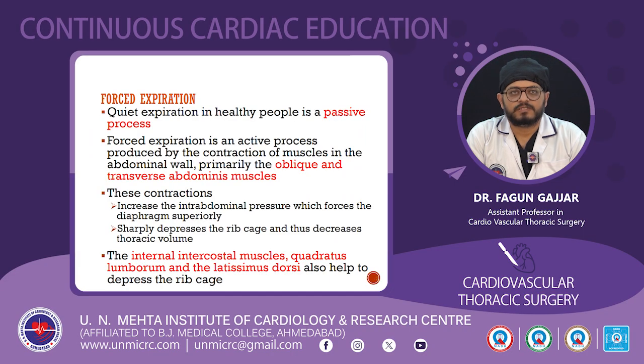During forced expiration, it is an active process produced by the contraction of the muscles in the abdominal wall, primarily the oblique and the transversus abdominis muscles. These contractions increase the intra-abdominal pressure, which forces the diaphragm superiorly, sharply depresses the rib cage and thus decreases the thoracic volume. The internal intercostal muscles, quadratus lumborum and the latissimus dorsi also help to depress the rib cage.